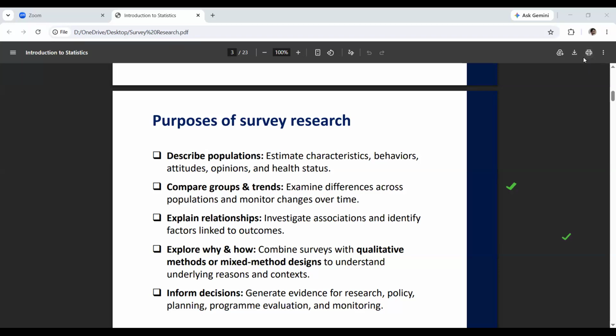Further, if you want to give a qualitative touch, you can add some open-ended questions, and you can try to get the answer of why and how things are happening. You can explore why child marriage is occurring in West Bengal, even though the total fertility rate is very low in West Bengal. So we can explore such questions by adding a few qualitative elements in your study, and you can use survey data to identify those problems.